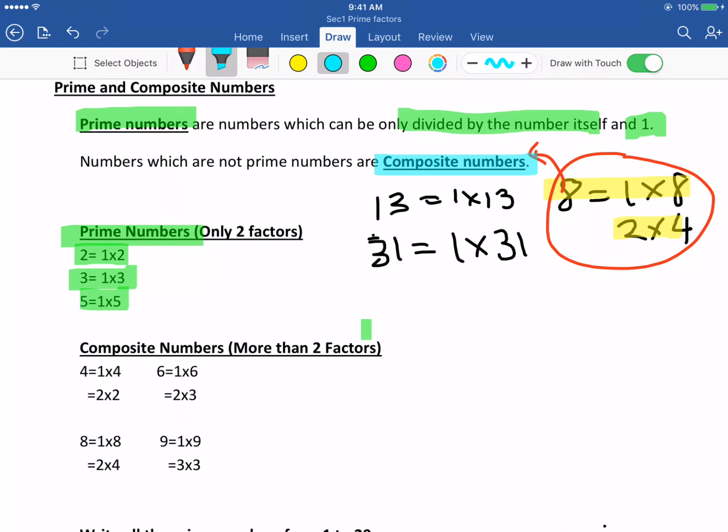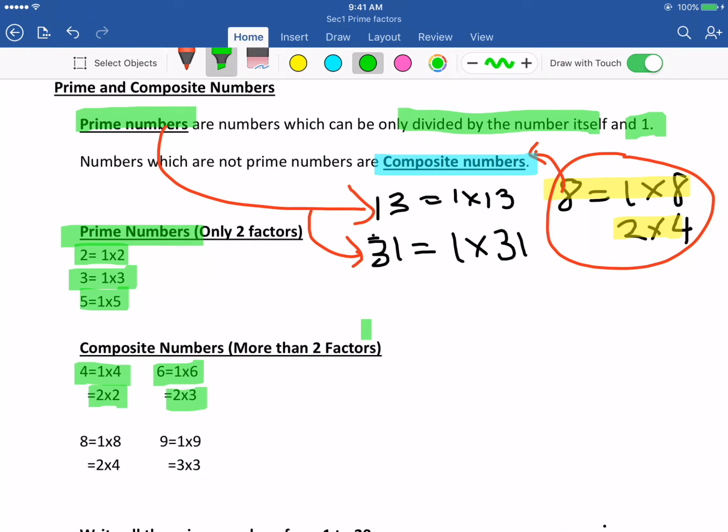Okay, so prime numbers are numbers which only have the number itself and 1 as factors. If it's not a prime number, then it will be a composite number. Some examples of composite numbers: 4, because it has factors 1, 4 and 2. 6, because 1 times 6 is 6, and 2 and 3 are factors of 6 as well. So that's the difference between prime numbers and composite numbers.